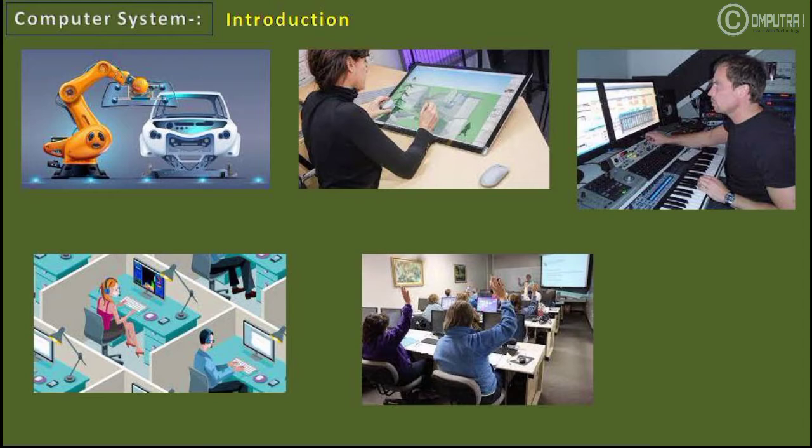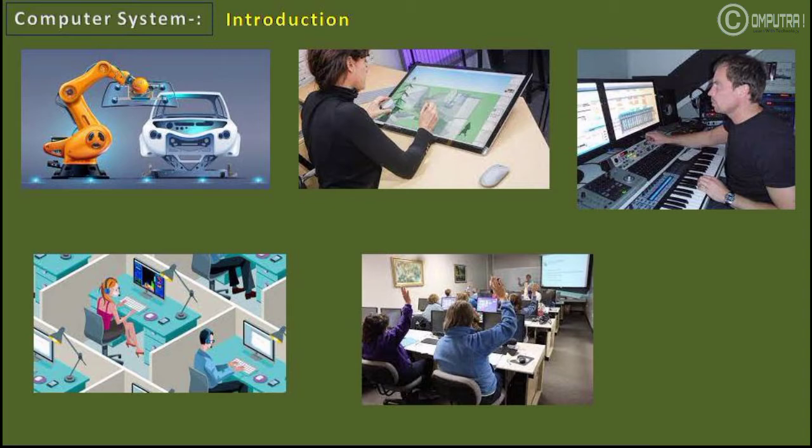Computers are used in various fields to perform different tasks. For example, automobile companies use computer to design automobile parts. Architects use computer to make blueprints of building. Music directors use computer to compose and edit music. Computers are also used in offices to create documents and presentations. In a school, computers are used to explain difficult concepts to students in a simplified manner.